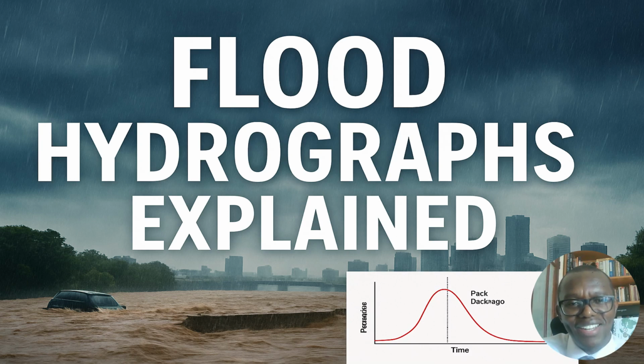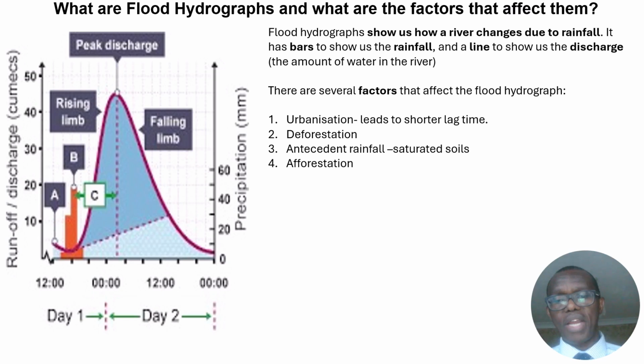Okay, let's get started. So what are flood hydrographs and what are the factors that affect them? A flood hydrograph is just a graph that shows us the changes that a river goes through due to rainfall. As you can see here, this red line is showing us the amount of water in that particular river. You can see that it starts off quite low, and the reason why it's low is because the rainwater has not yet reached the river.